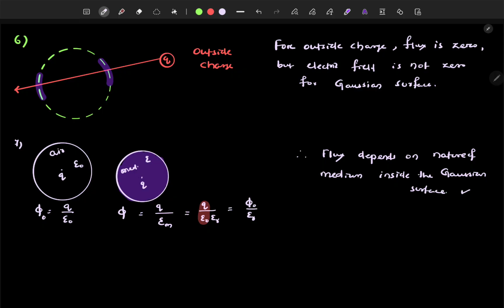Very good. This is about your point number 7. Next, coming to the last point, that is point number 8. That is also one of the important points. Point number 8. Suppose these are two Gaussian spheres.